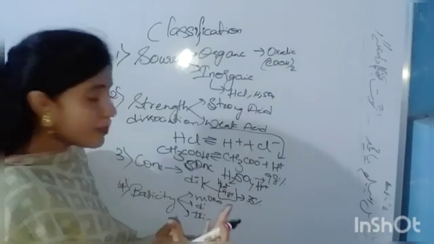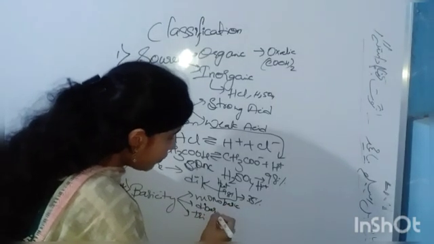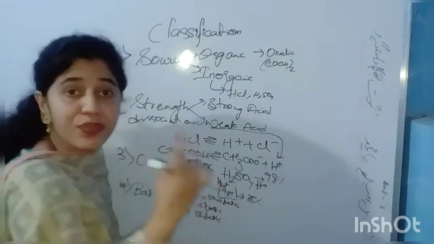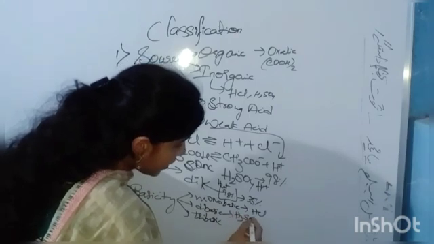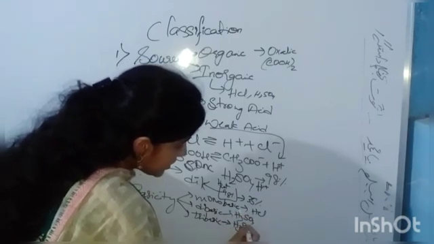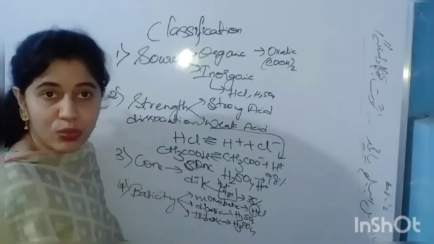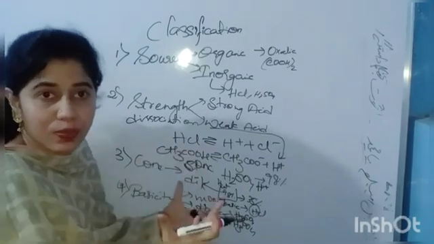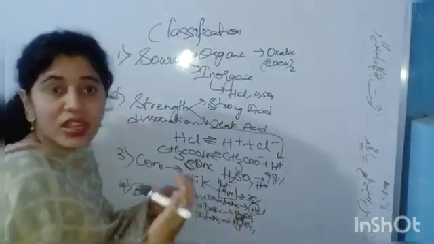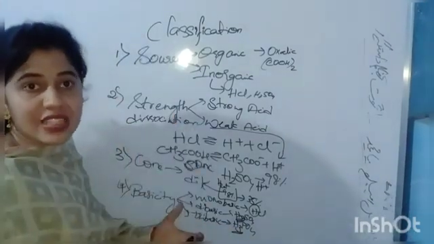Next, on the basis of basicity, acids are divided into monobasic, dibasic and tribasic. Basicity is nothing but the number of displaceable H+ ions present. Examples are HCl, sulfuric acid, and the last one is phosphoric acid. If only one H+ ion is getting dissociated, then it's called monobasic. If two H+ ions can be replaced when it reacts with a base, we call it dibasic. When three H+ ions are getting replaced, then it is called tribasic. This is regarding the classification.